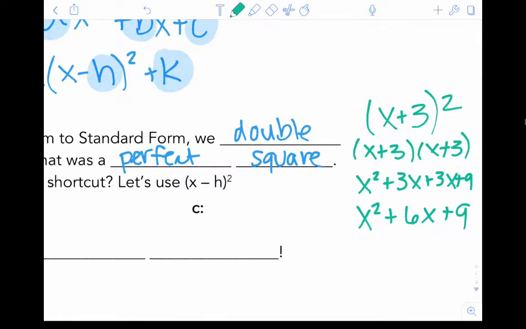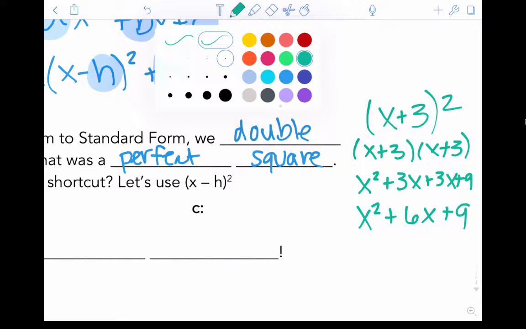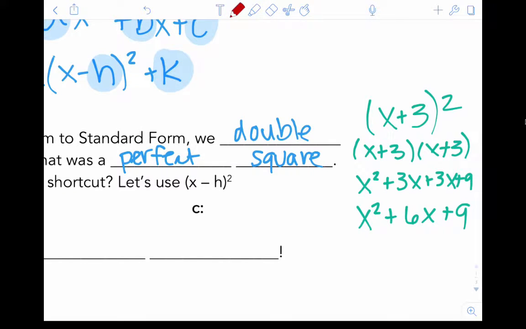Well, do you notice something about this? This was a shortcut that you might have noticed in every single one. If you take this number and double it, you get the b value. And if you took that number and doubled it and squared it, you got the c value. And so that would be a shortcut, so you don't have to go through these middle two steps every time.